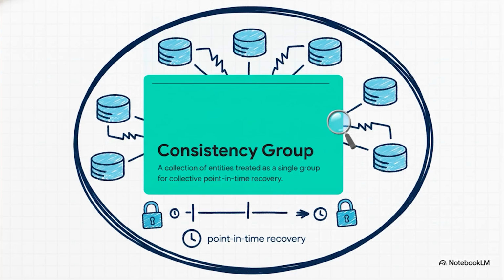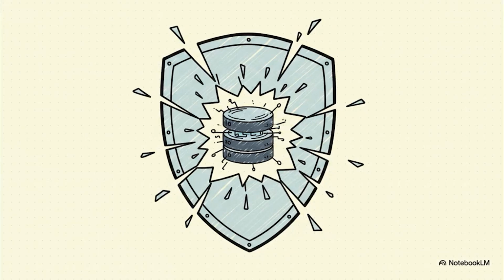The why here? It's all about maintaining strict data integrity. Think about an application that spans multiple virtual disks, like a really heavy, demanding database. If all those disks aren't snapshotted in a perfectly consistent state at the exact same millisecond, your database is going to recover completely corrupted. So we use CGs to make sure that the entire application recovers smoothly without any data corruption.